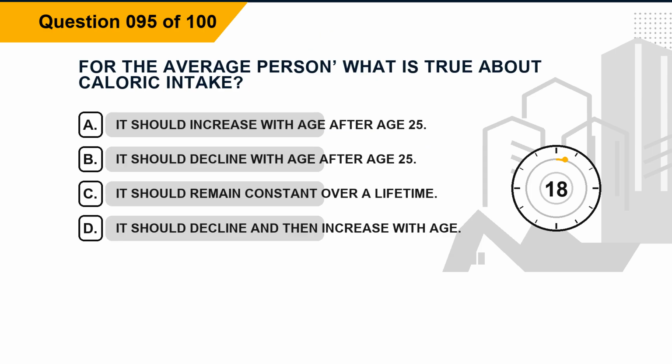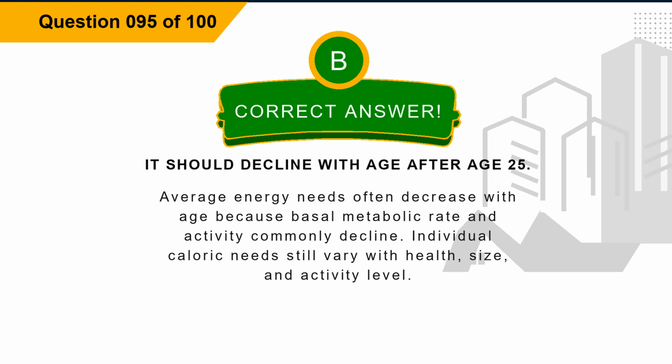Question 95. For the average person, what is true about caloric intake? Option A. It should increase with age after age 25. Option B. It should decline with age after age 25. Option C. It should remain constant over a lifetime. Option D. It should decline and then increase with age. The correct answer is option B. It should decline with age after age 25. Explanation. Average energy needs often decrease with age because basal metabolic rate and activity commonly decline. Individual caloric needs still vary with health, size, and activity level.